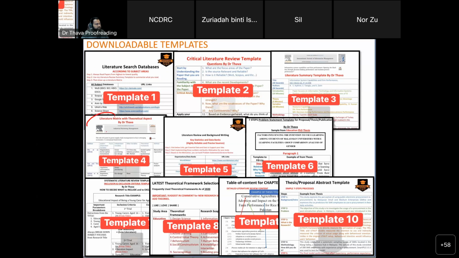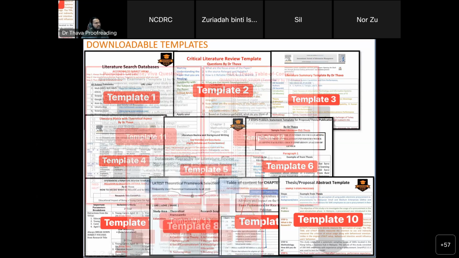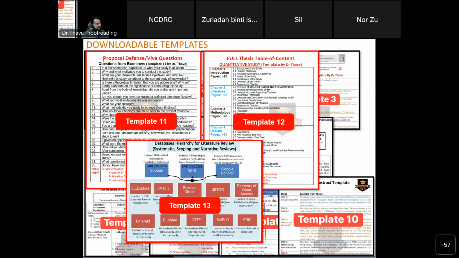And then we also have the literature matrix template, literature review and background writing, all the statistical data, all the links where to go and find statistics. Problem statement template, very, very crucial, very important one. Systematic literature review template, and so on and so forth. We've got abstract, table of content, theoretical framework. And then we have a few more new ones: proposal defense, Viva questions.